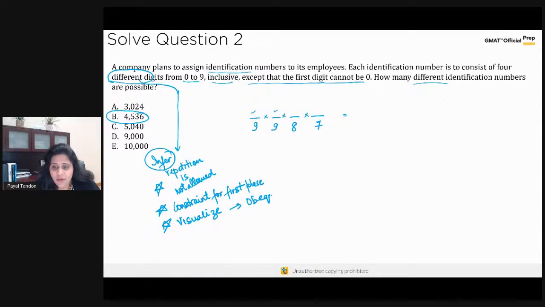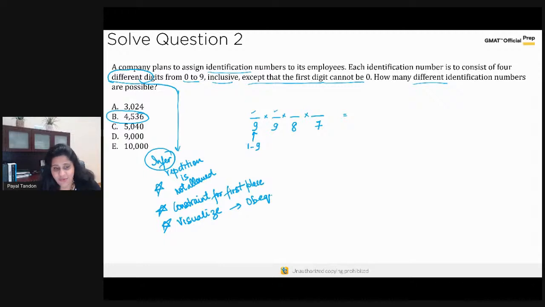Now, if the word inclusive is not mentioned, then we should not include 9. Absolutely, inclusive needs to be mentioned for you to include 9. But why do we have to multiply 9 twice if they have to be different? Very good question. For the first place, you have 9 digits. Why? Because 0 is not possible. You have 1 all the way to 9.